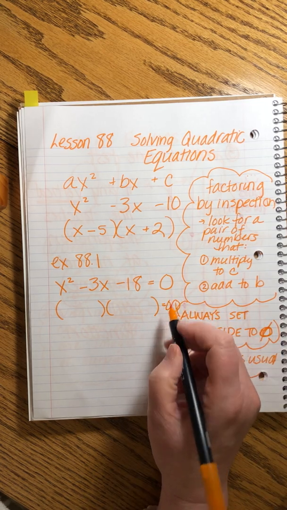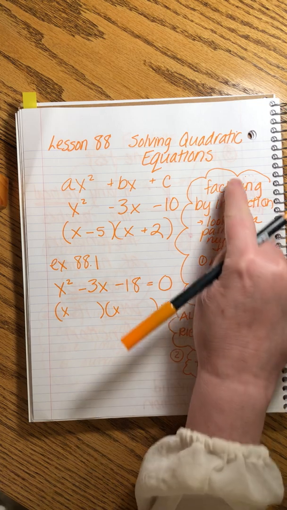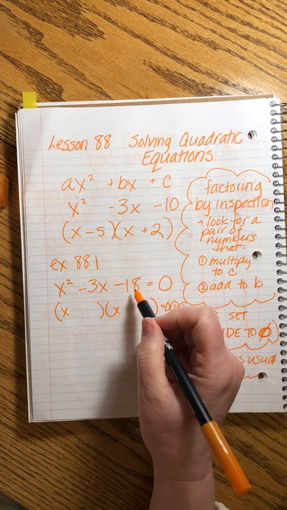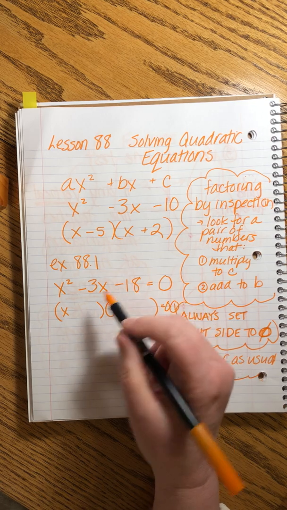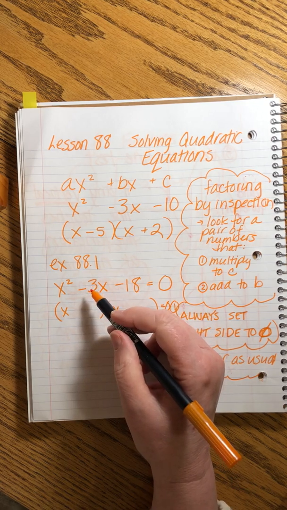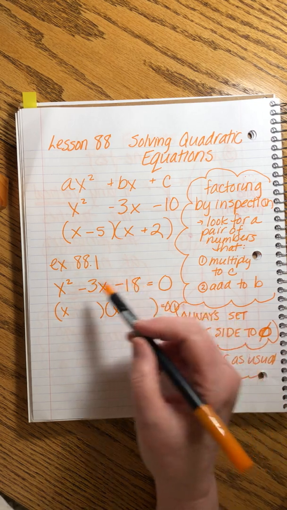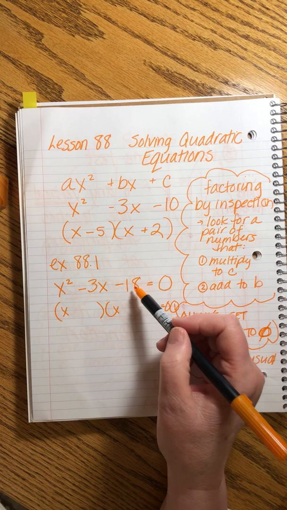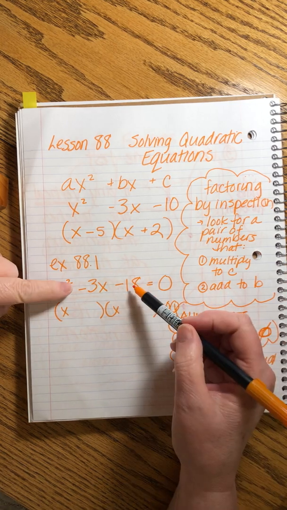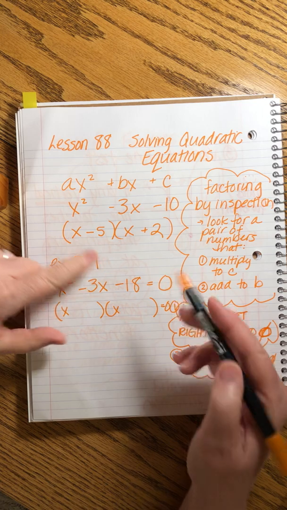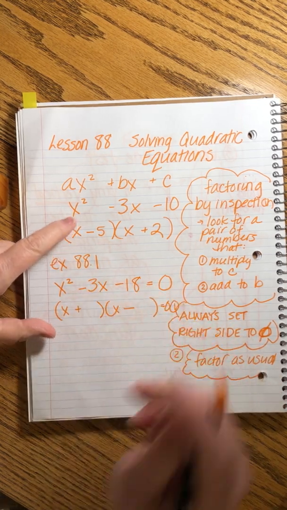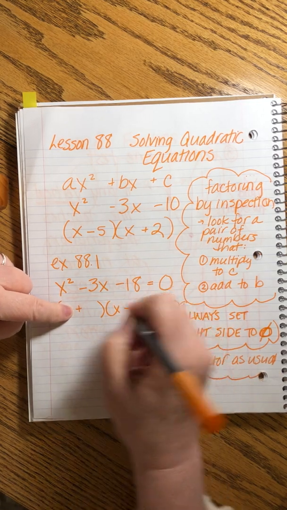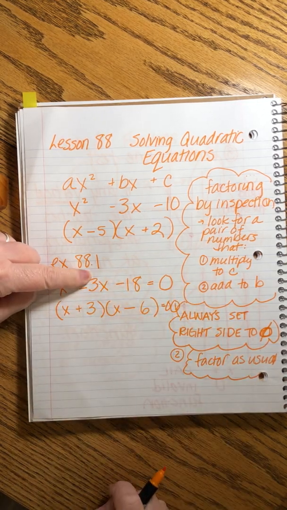Look, it got really squished, sorry. X and X. We use our same factoring by inspection rules. That hasn't changed. Let's see, it could be 9 and 2, but I can't get a difference of 3 with 9 and 2. 1 and 18, no, not going to work that way. How about 3 and 6? Aha, there we've got it. 3 and 6, one has to be positive, one has to be negative. And I can see by this, I want the 6 to be negative and the 3 to be positive. That'll give me that minus 3 difference.